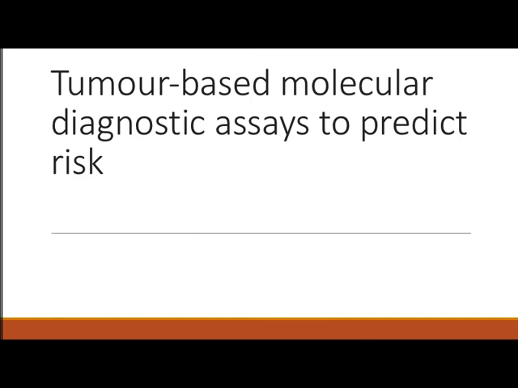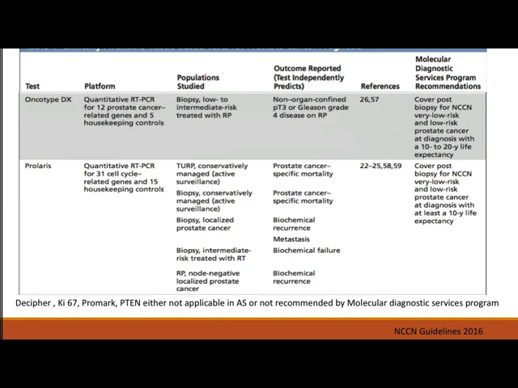Tumor-based molecular diagnostic assays, just to wrap up. There's really two that could be used in this space. Oncotype DX, which allows you to look at what is your rate of non-organ confined or T3 cancer or Gleason grade 4 on RP, so potentially useful if you're looking at an active surveillance candidate. And the Molecular Diagnostic Services Program is now reimbursing for that.